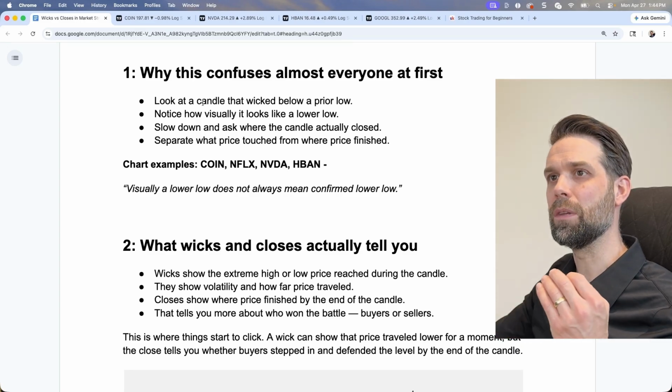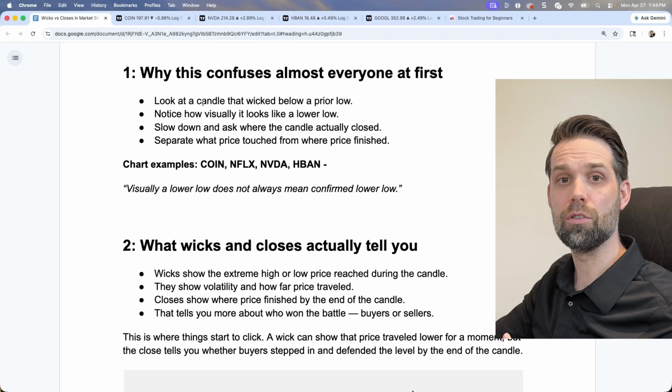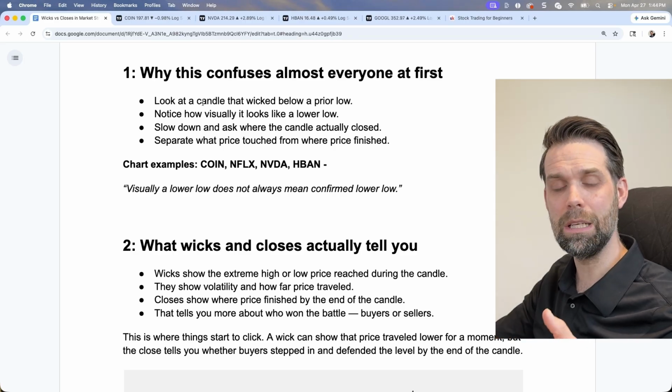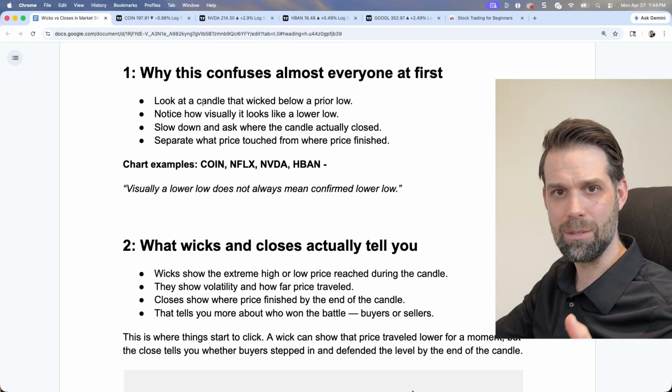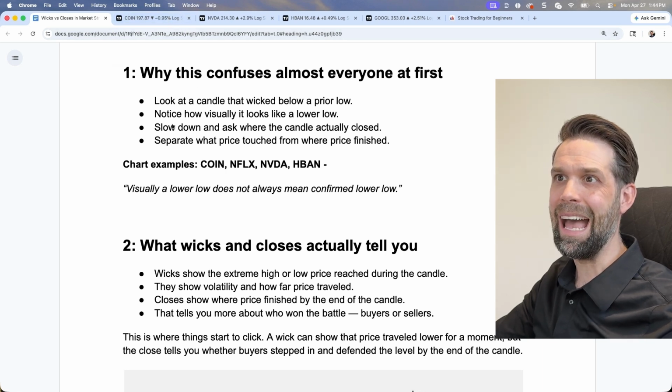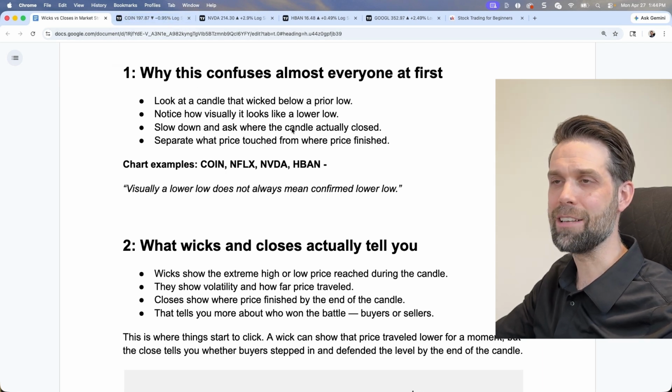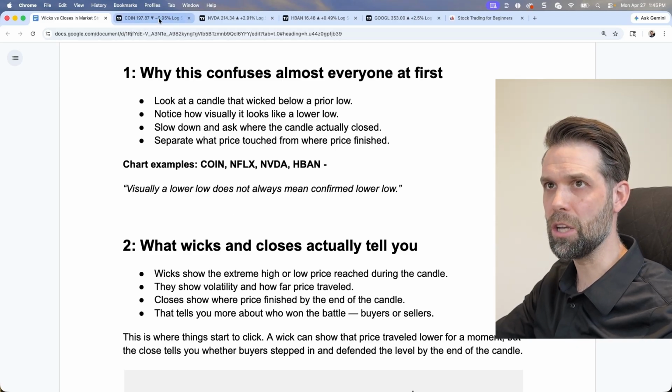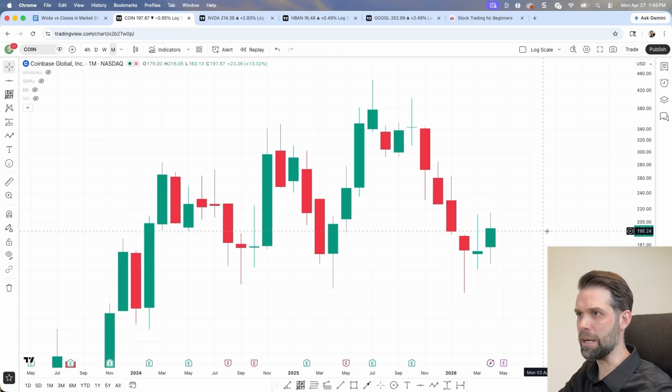You might look at a candlestick and look to the prior lows, and it visually looks like the candle is making a lower low. We're going to jump over and look at a bunch of examples. What we need to do is slow down and ask ourselves, where does the candle actually close? So let's visually look at some examples, and then we'll get into what the actual rule is that we want to follow. I've got a few pulled up here on TradingView.